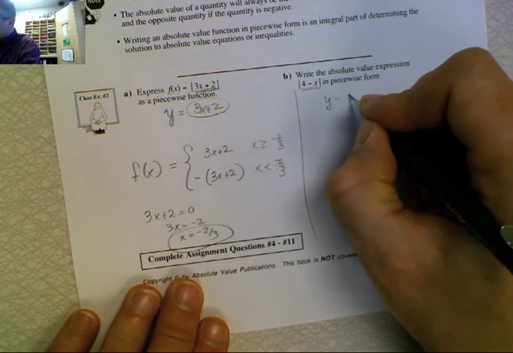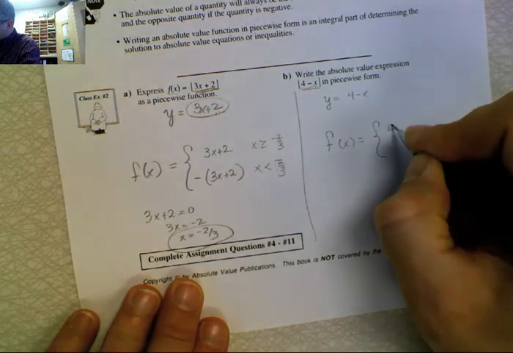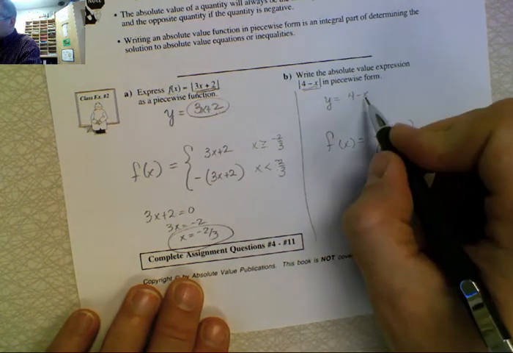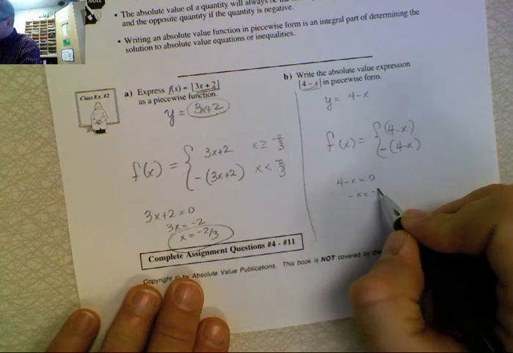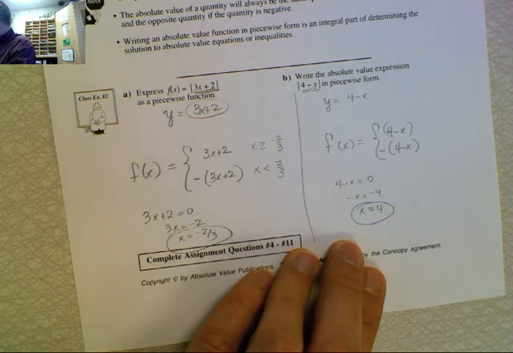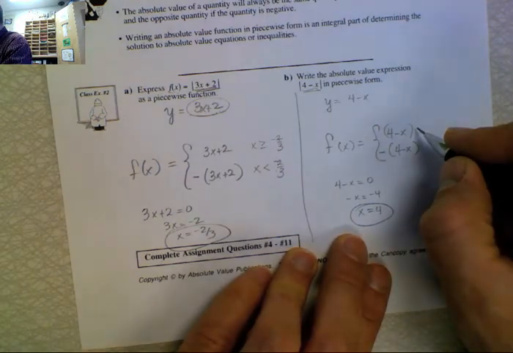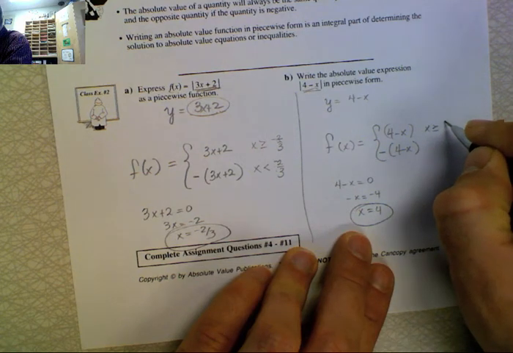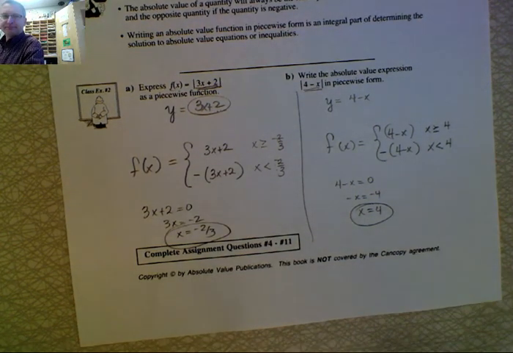Our function here is y equals 4 minus x. So when we write our piecewise function, we're going to have 4 minus x, and we're going to have the negative of 4 minus x. Now if we solve this, if we take 4 minus x and we equate it to 0, we get negative x equals negative 4, so we get x to be 4. So when we're actually going to solve this and write our piecewise function, we're going to get that x is greater than or equal to 4 and x is less than 4 for our restrictions on our domain. And there we go.